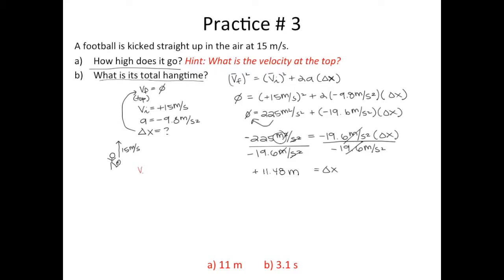So the initial velocity is still a positive 15 meters per second. It's still going to be in free fall, so the acceleration is negative 9.8 meters per second squared. We want the total hang time, so we're going to be looking for time, but we need the time that correlates to a certain final velocity or a certain displacement.